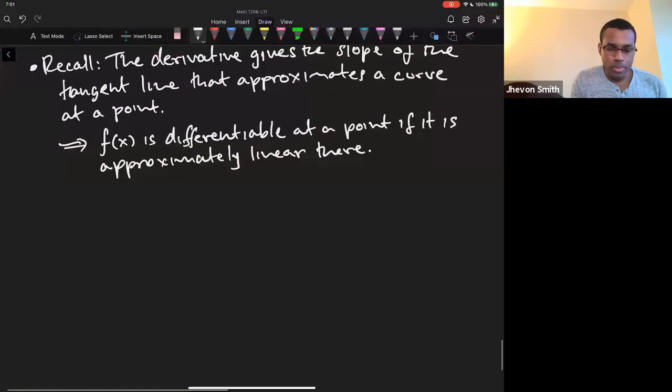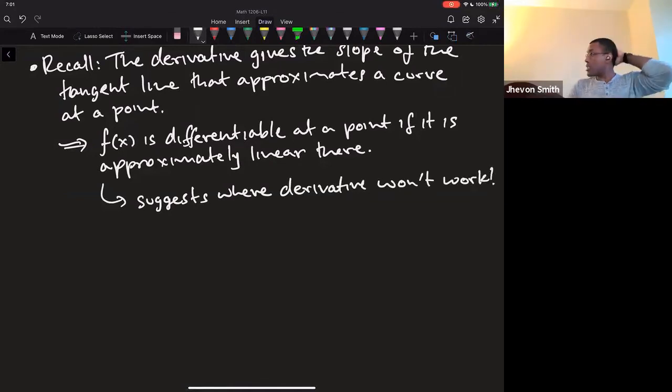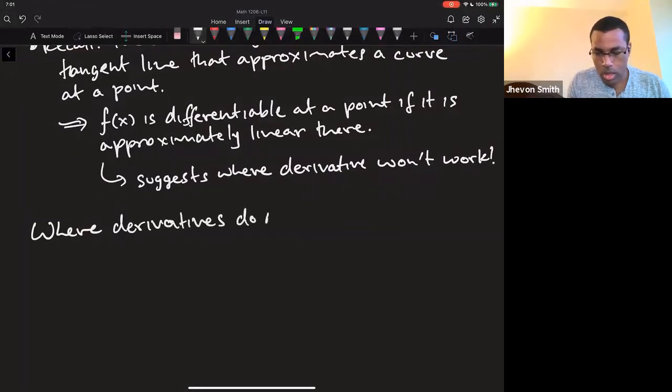So this kind of suggests where derivatives won't work. But for us, it's going to not work in very few cases. It's going to be 3 cases, in fact, where derivatives do not exist.